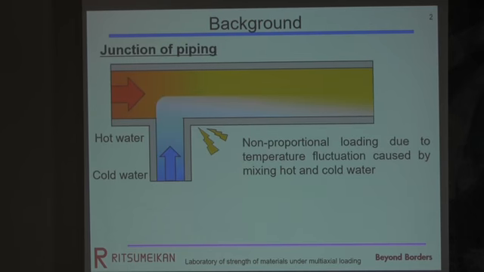This is the background. Some materials and structures undergo multiaxial loading and non-proportional loading. For example, this junction piping receives non-proportional loading due to temperature fluctuation caused by mixing of hot water and cold water.